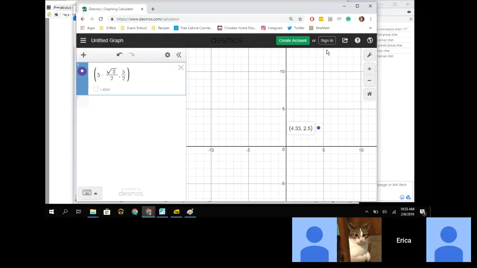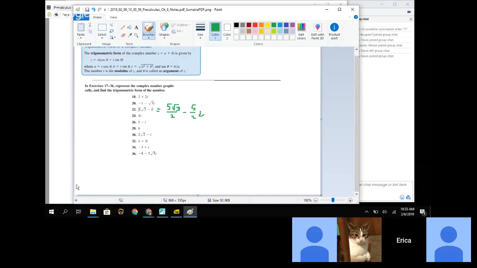So let's figure out how to write this in trigonometric form. Okay, so back to here. The first thing I have to do to write it in trigonometric form is to find my R value, which, again, you're basically going to do the Pythagorean theorem, right? So this will be a fun one. We have (5 square root of 3 divided by 2) squared plus (5 over 2) squared.